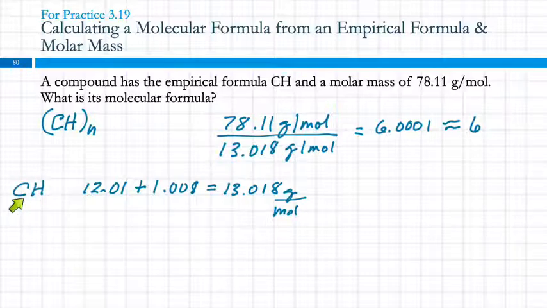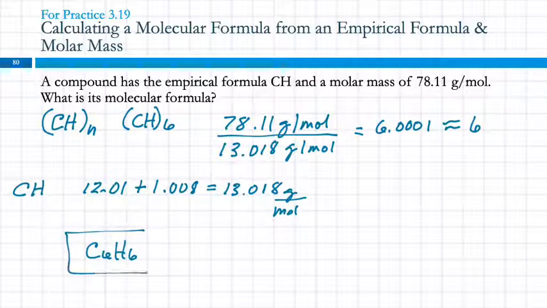I'm trying to find out how many of these are in the whole formula. There's 6 of them. So we can think of this as CH, there's 6 of them. But that's not how we write the formula. This number that we just calculated is going to multiply any of the subscripts in the empirical formula, and so this is C6H6, which is benzene, if you're curious. Any questions?